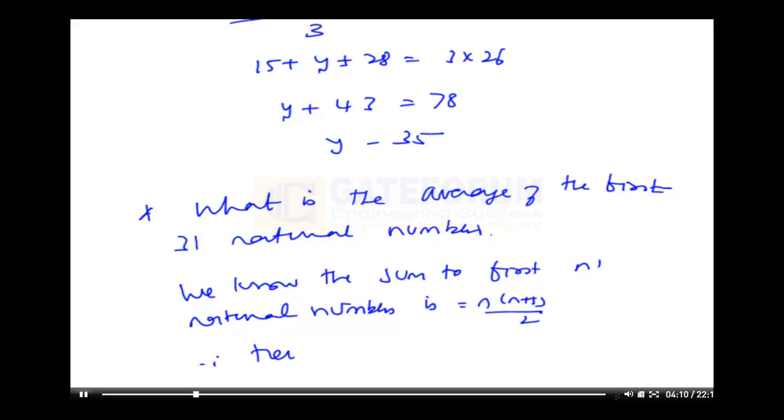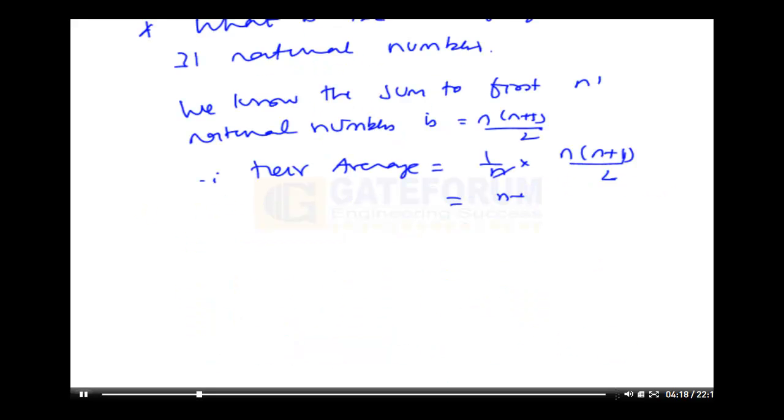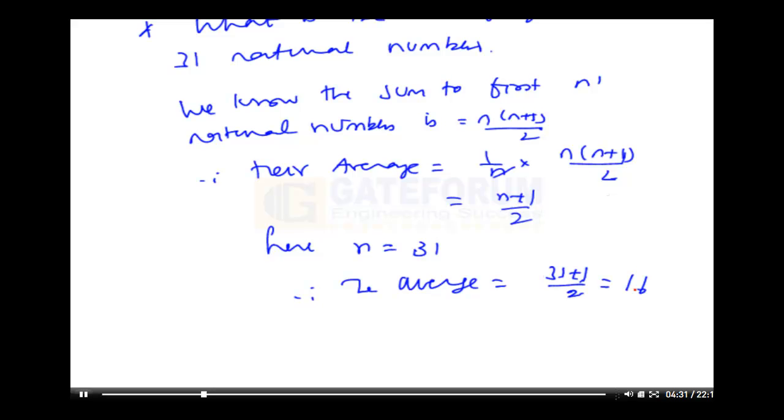Therefore, the average is 1 by n into n into n plus 1 by 2, which will be n plus 1 by 2. Here n is equal to 31, therefore the average is 31 plus 1 by 2, which will be 16.